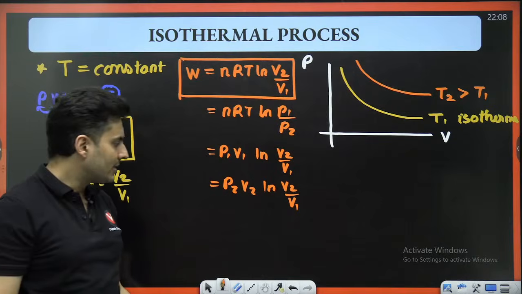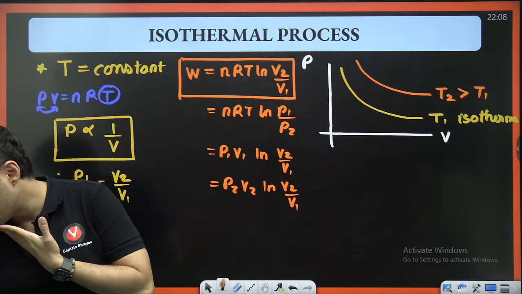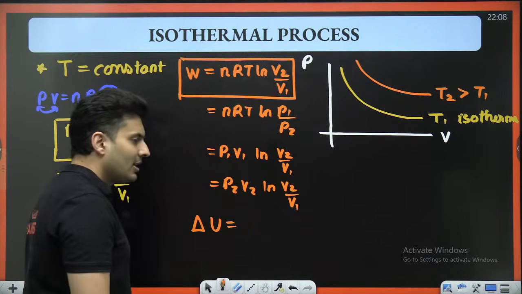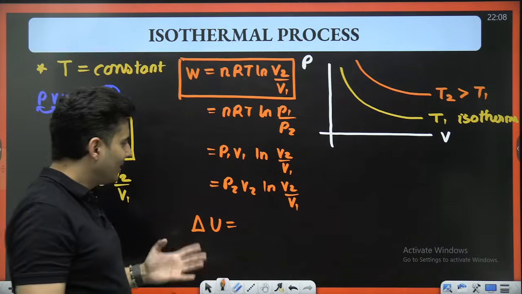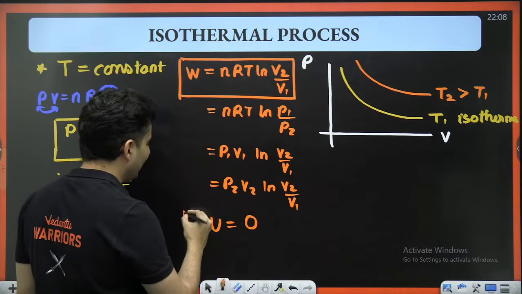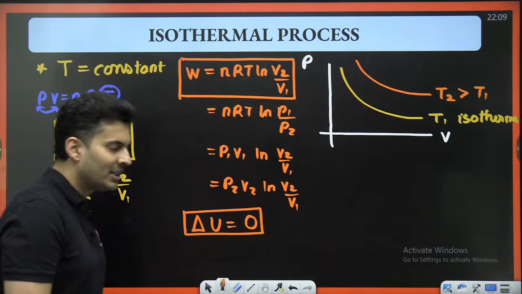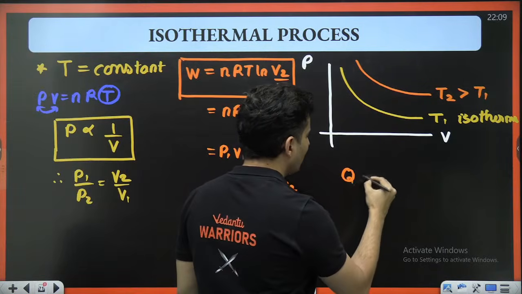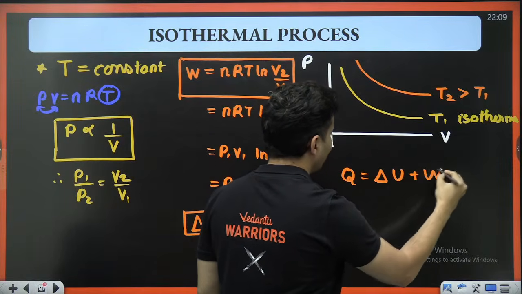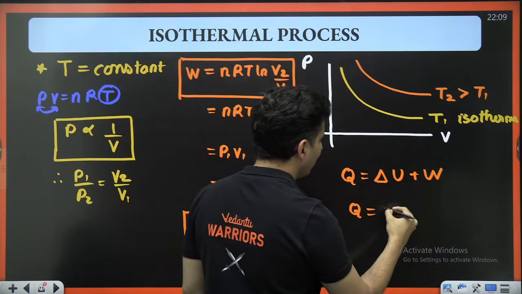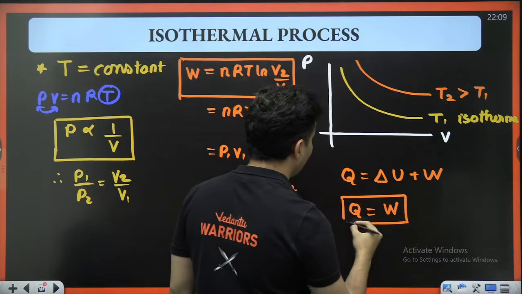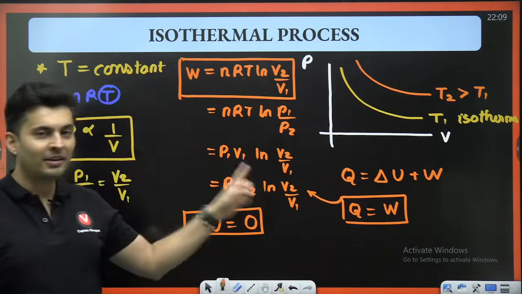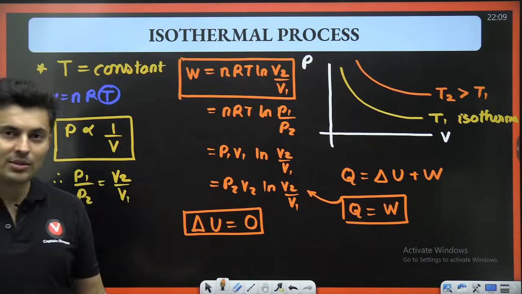Correct? Yes, you can use that 2.303 log. Correct. What about delta U? Let's see if you guys can figure this out. The temperature does not change. Oh my God, there is no change in the internal energy. So delta U is a big fat 0. And by using the first law, because Q is delta U plus work done, and delta U is 0, the heat supplied will be the work done. As simple as that. Heat supplied will be the work done, which is exactly this formula. Is that okay? Yes, there is no change in the internal energy.